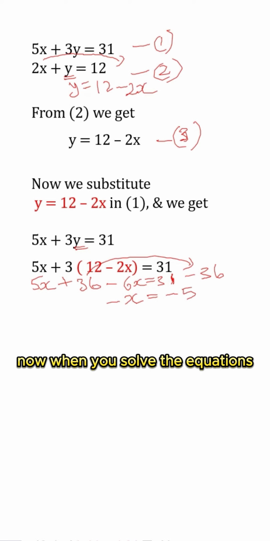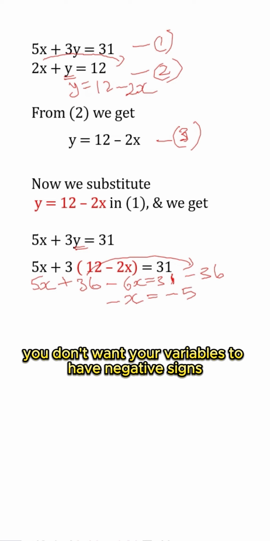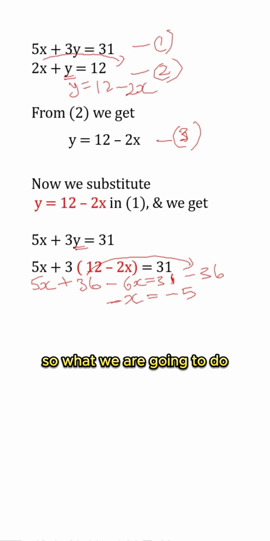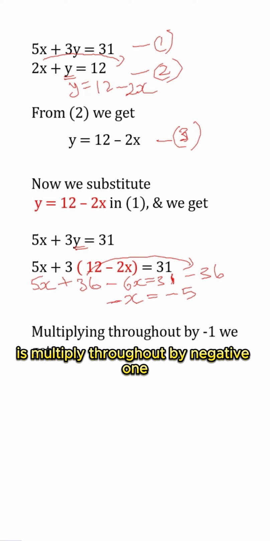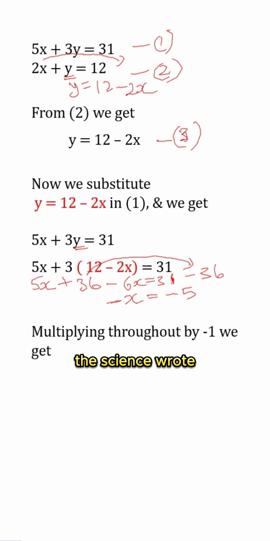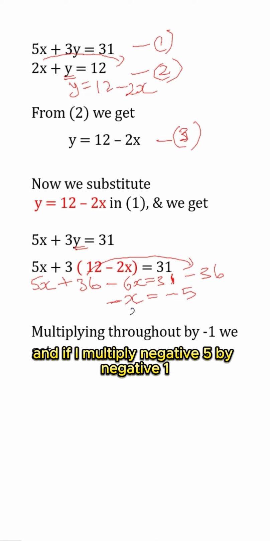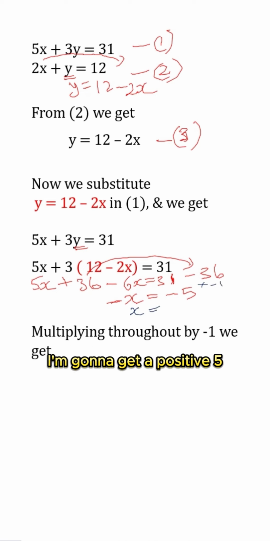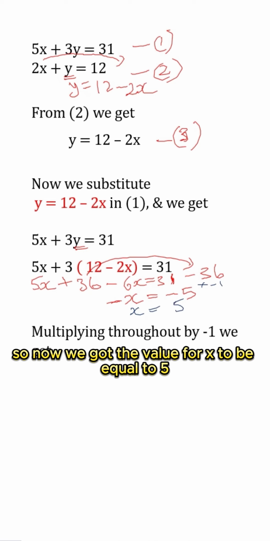Now, when you're solving equations, you don't want your variables to have negative signs. So what we are going to do is multiply throughout by negative 1. What we are going to be doing is changing the signs throughout. If I multiply negative x by negative 1, I am going to get a positive x, and if I multiply negative 5 by negative 1, I'm going to get a positive 5. So now we have the value for x to be equal to 5.